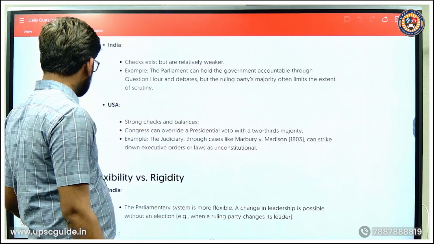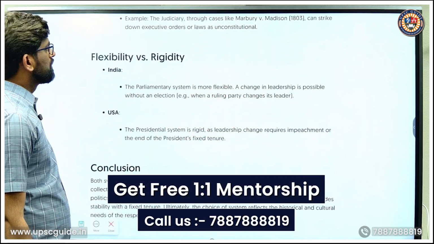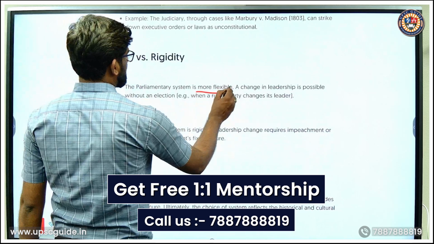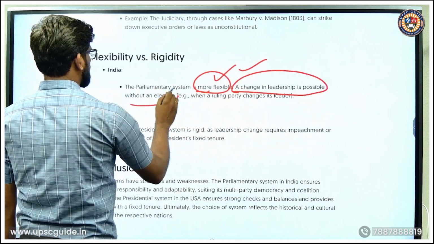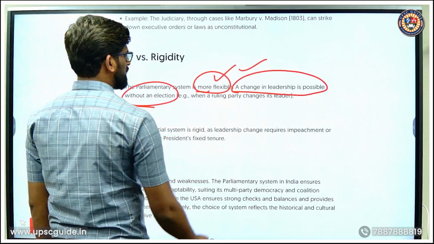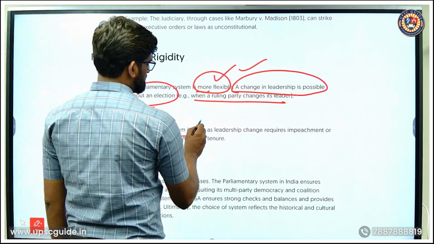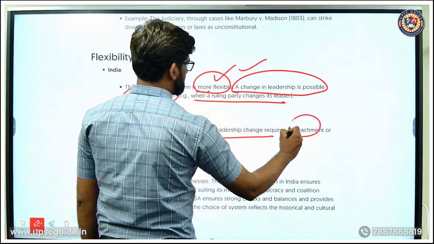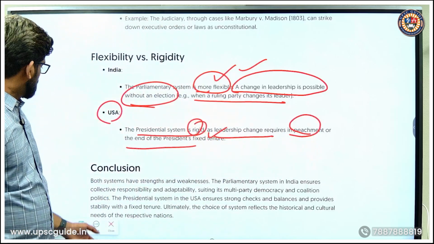Okay. Next, flexibility and rigidity. In India, we are known for our more flexible system. A change in leadership is possible at any time without an election when the ruling party changes. However, in USA, the presidential system is rigid. Leadership change requires impeachment or end of the president's fixed tenure. Okay. So that is the thing.